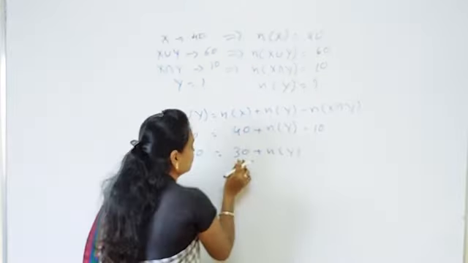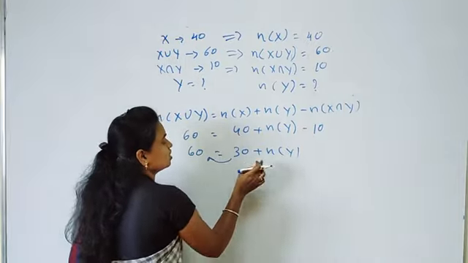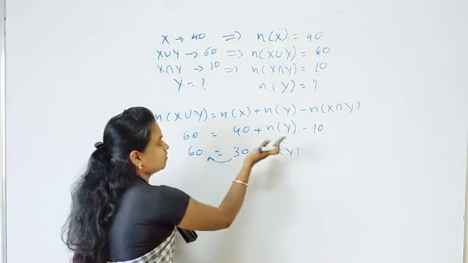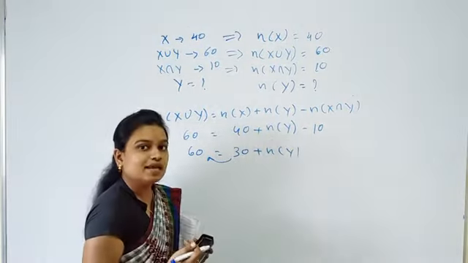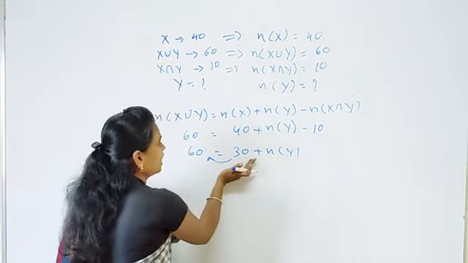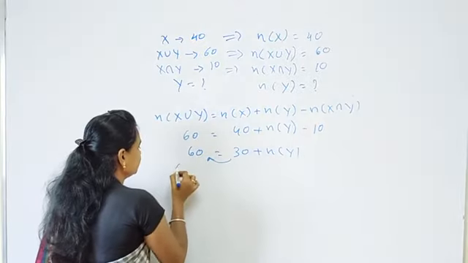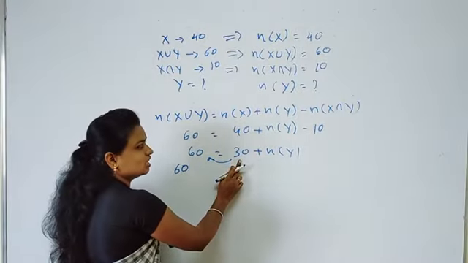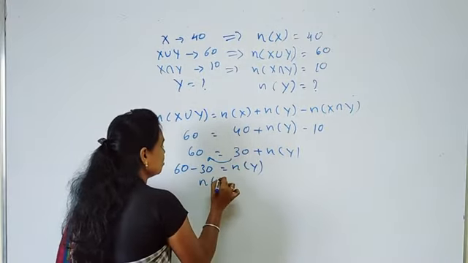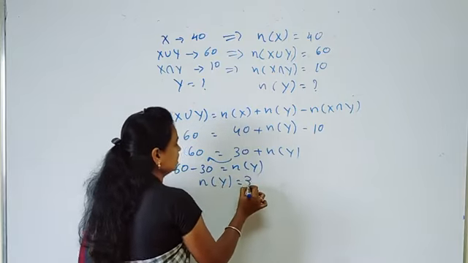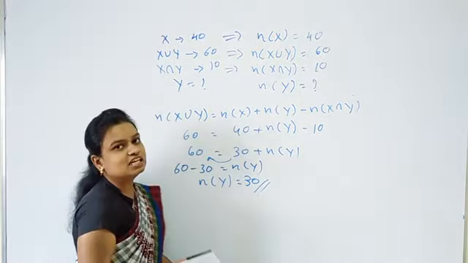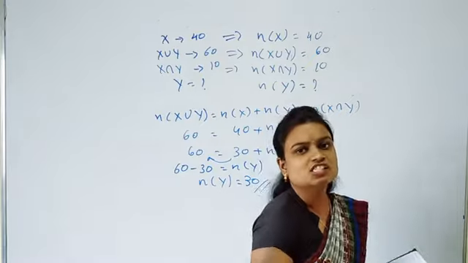Here shift this 30 to the other side. I keep n of y here only, and I shift this 30 to the other side, so it becomes 60 minus 30, which is equal to n of y. So n of y becomes 60 minus 30, that is 30. So the number of elements y has is 30. Understand? I think all of you understand.